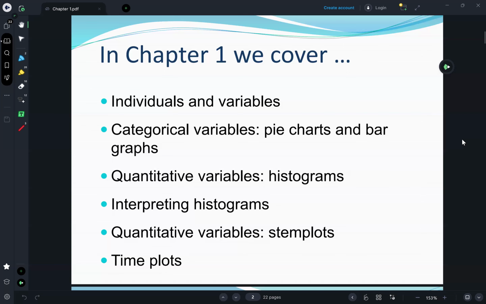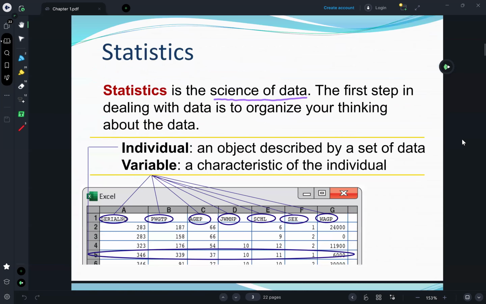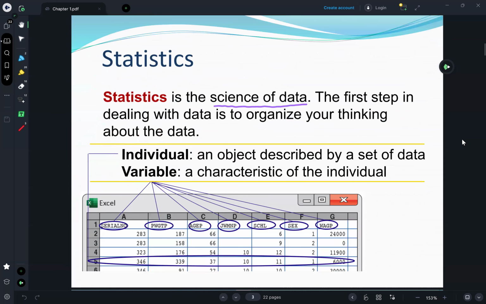Okay, so we look at these plots, and first we will just define what statistics is. So statistics is the science of data. So important today because we have so much data and we need to know how to deal with it. We can get a lot of information from it and analyze all sorts of things to make our lives better.